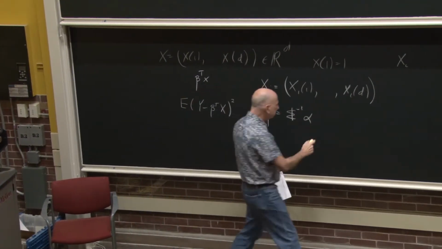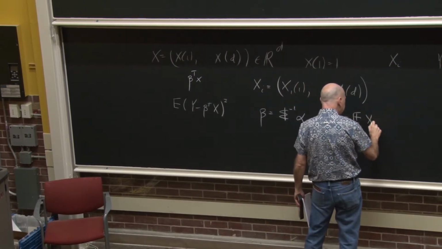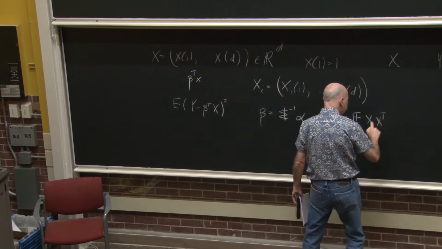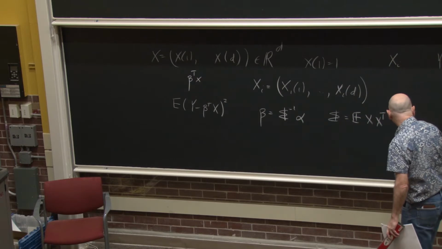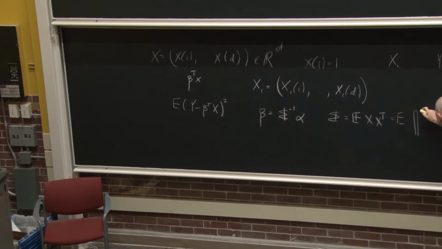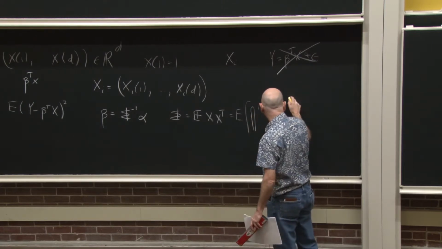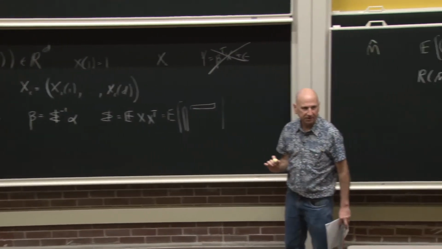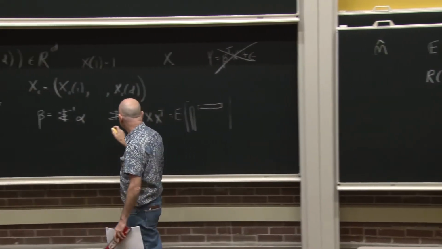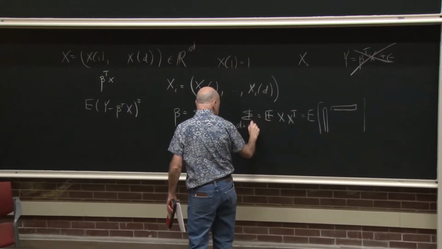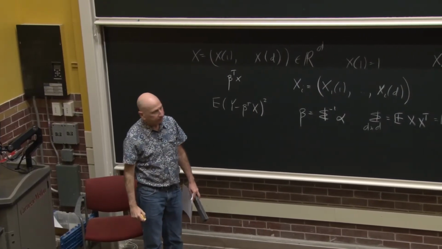Sigma, yeah, sigma. Where sigma is the expected value of x x transpose. Keep in mind what this is. Let's write it out. This is x, and this is x transpose. So this is like a covariance matrix, except we haven't subtracted off the mean. The point is that this is a d by d matrix. Roughly speaking, it's like the covariances between the features.